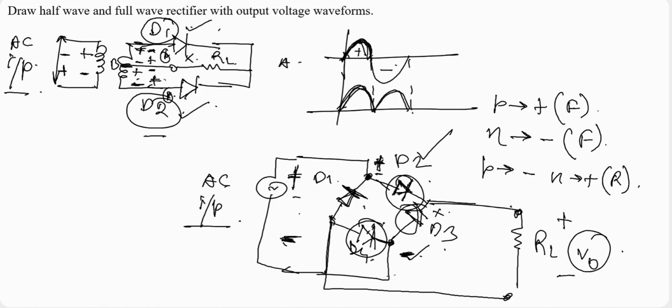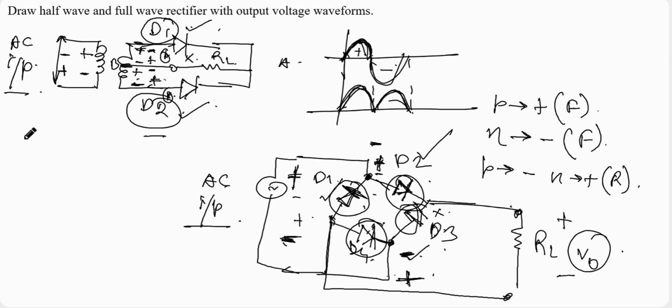Similarly for the negative half cycle, we will be getting negative polarity here and positive polarity here. So during this time, this N terminal is connected to the negative pole, so this diode will conduct, and the P terminal of diode 3 is connected to the positive pole. So during this time, diode 1 and diode 3 will conduct, and for the negative half cycle as well, we will be getting the output voltage. So this is the main principle of the half wave rectifier and full wave rectifier.